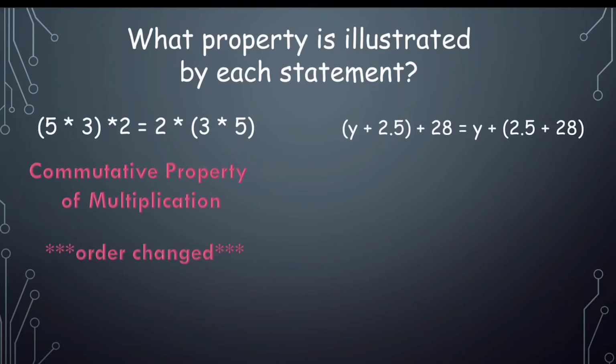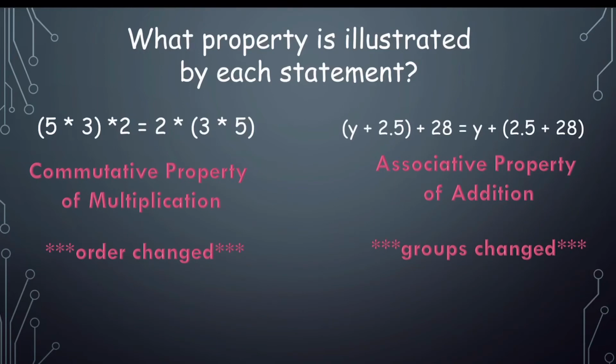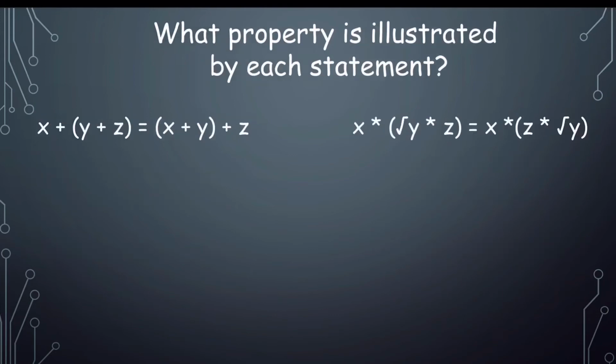I have y plus 2.5 plus 28. Then I go to the right side. I have y plus 2.5 plus 28. So that's the associative property because the groups changed. Notice how I don't even really look at the parentheses. I kind of ignore them. I'm just looking at either the variable or the number, and I'm going through and seeing if the order is the same. Does that help? Okay. So then you try.